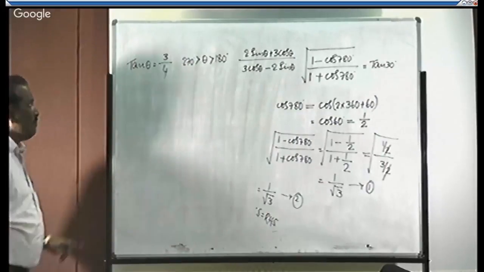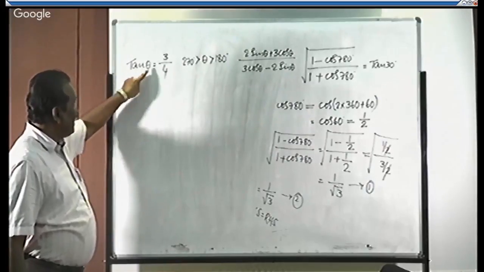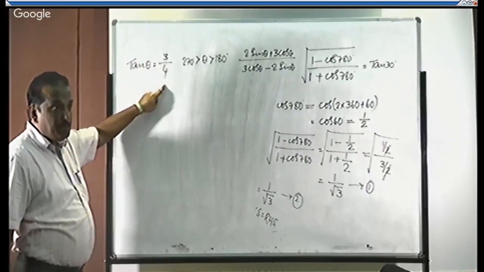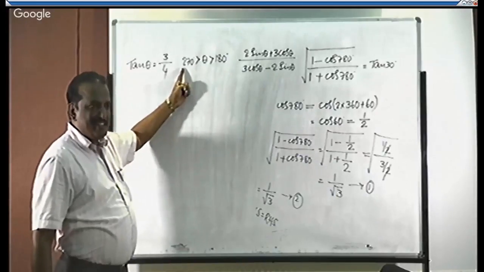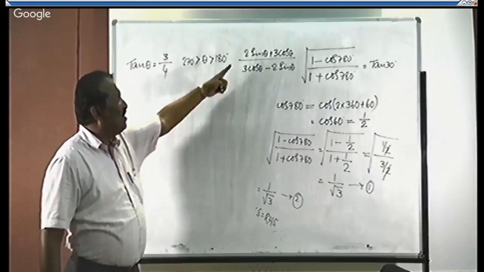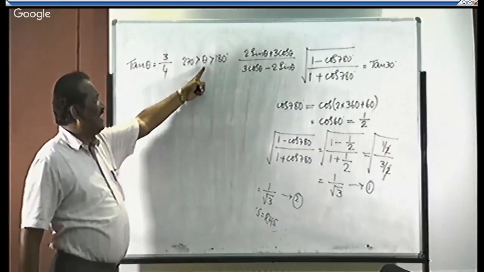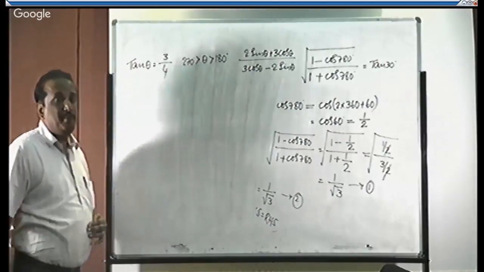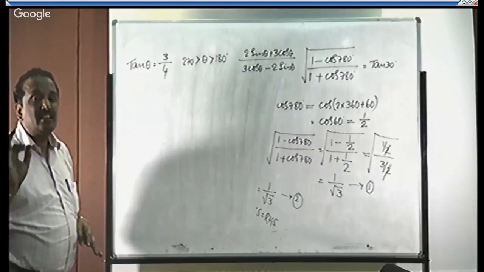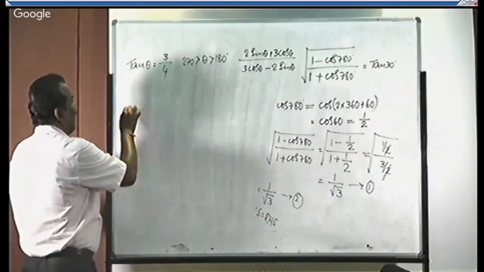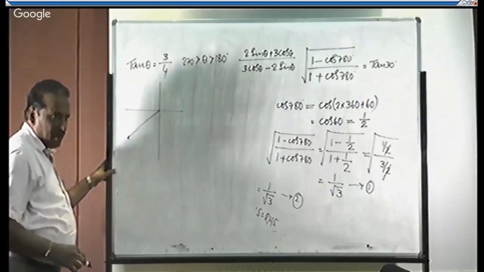You should be very clear about this problem. It is given that the tangent of an angle is equal to 3 by 4, and this theta should be greater than 180 degree and at the same time less than 270 degree. Under this circumstance, find the value of that ratio. When theta is in this range, greater than 180 degree but less than 270 degree, definitely theta lies in the third quadrant only. You should be clear where the revolving ray is. Definitely this revolving ray is in the third quadrant, right?